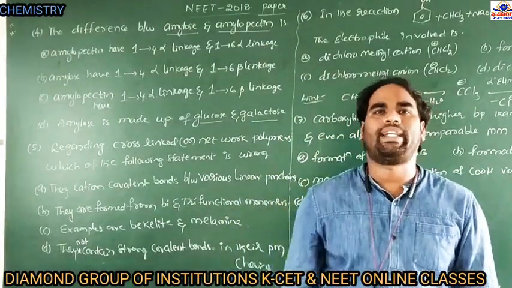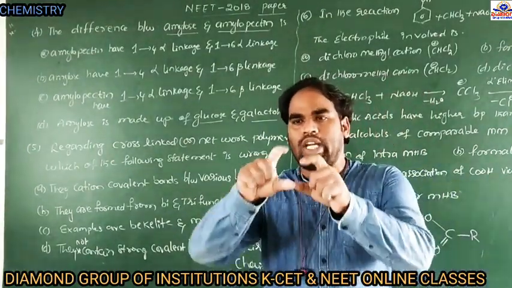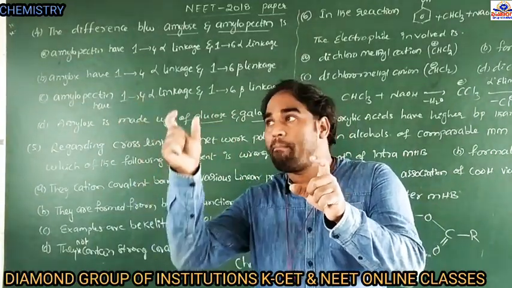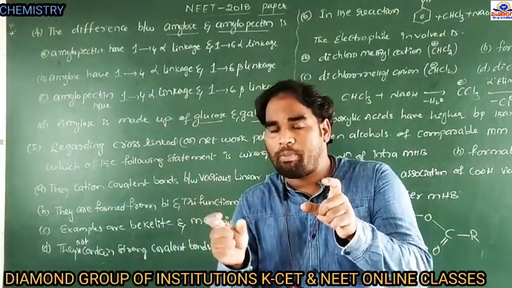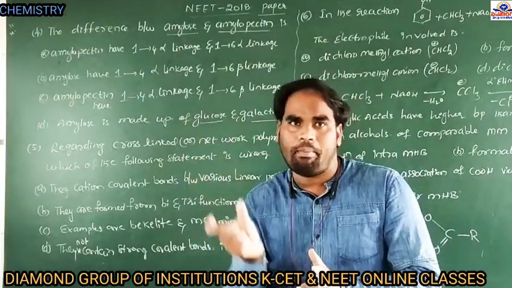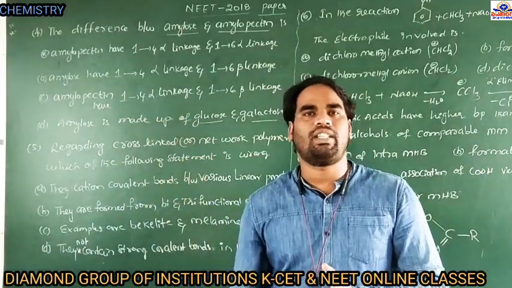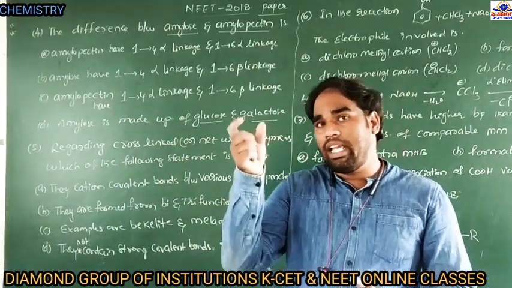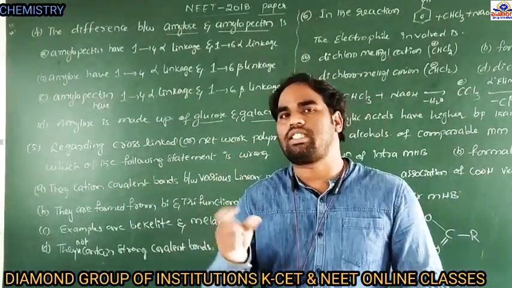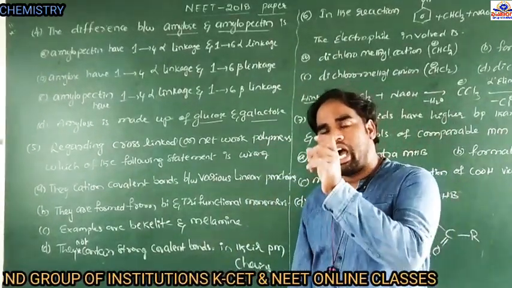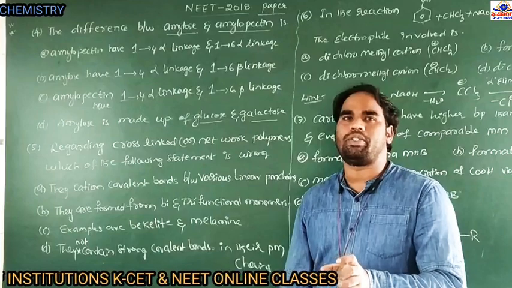But in amylopectin, the linear polymer contains C1 C4 linkages. But amylopectin is a branched polymer, it contains linear chains and branches, right? In the linear part, C1 C4 linkages between the alpha D glucose units. And in the branches, C1 C6 linkages between the alpha D glucose units.